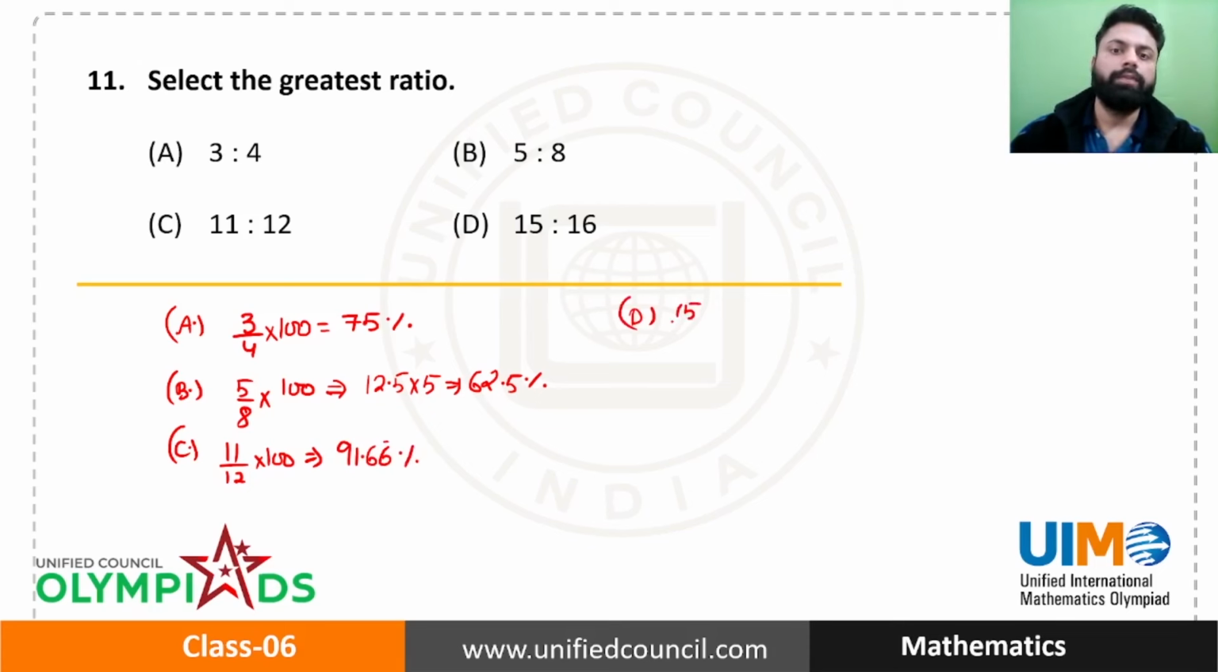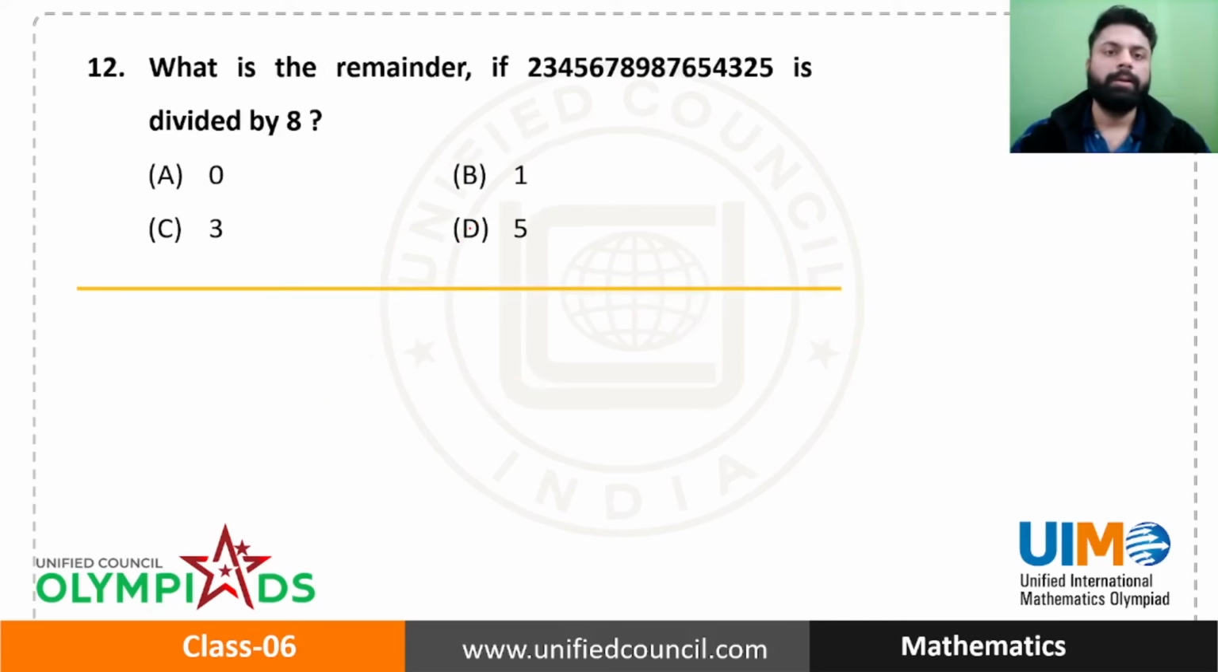And D option, 15 upon 16 multiplied by 100. 15 upon 16 multiplied by 100, that is equal to 93.75%. So the greatest value is this one. So D option is the greatest ratio.